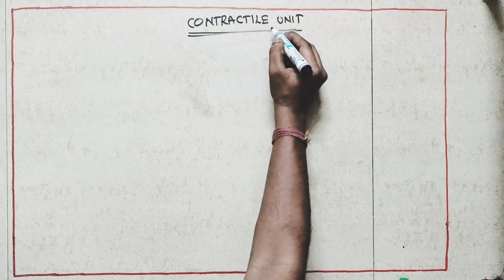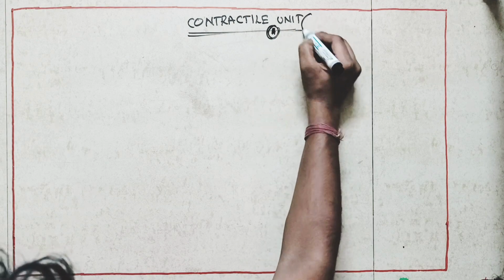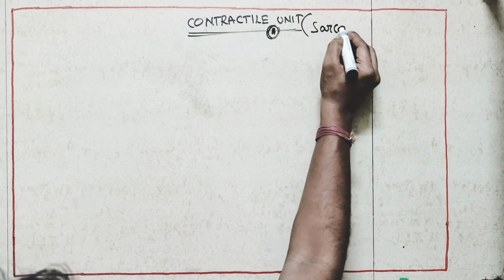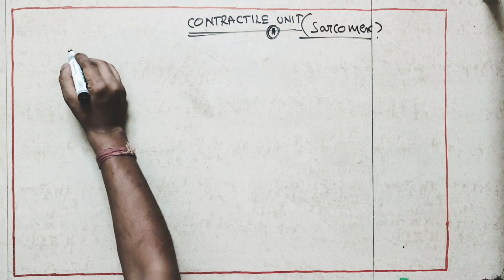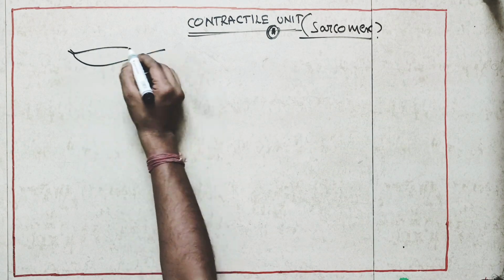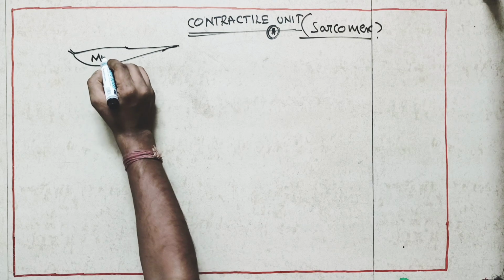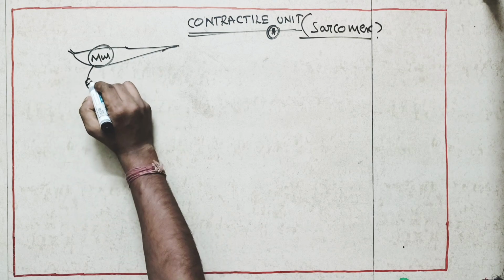Contractile unit. Before going to this, first we should understand what contractile unit means. Sarcomere. Sarcomere is the contractile unit in the muscle. Suppose if we take our muscle, this is our muscle belly. It is composed of the fascicle.